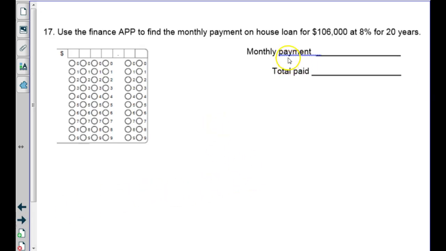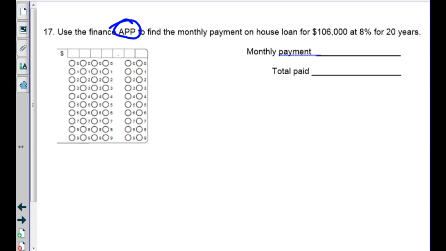17. This is the app, but it is a gridded response on the test. We only put these on here because they're on the SAT, okay? So we're trying to help you get ready.